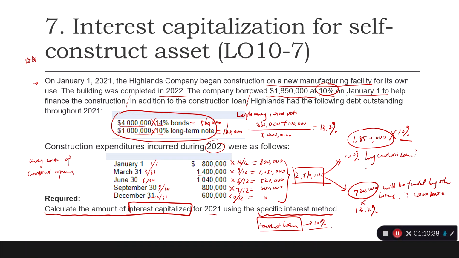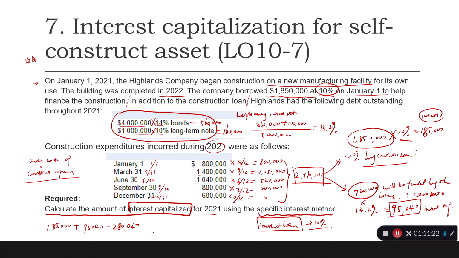That means the construction loan funded the construction expenses with $185,000 of interest. This interest is going to be 100% capitalized. And then 720,000 multiplied by 13.2% equals $95,040. This is also interest expense, and it's also going to be capitalized. So you add 185,000 plus 95,040, which is $280,040 as interest capitalization.